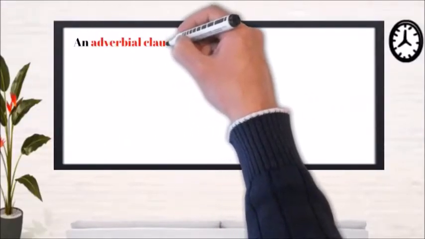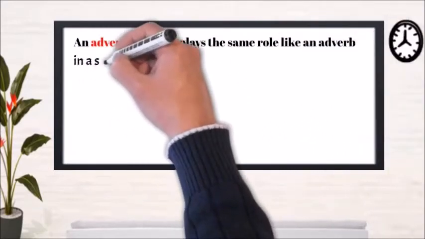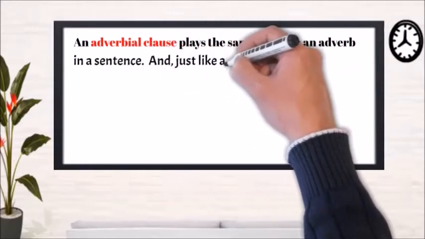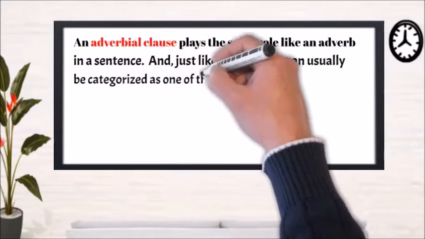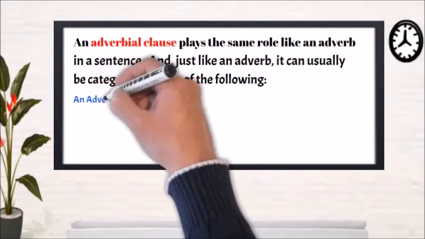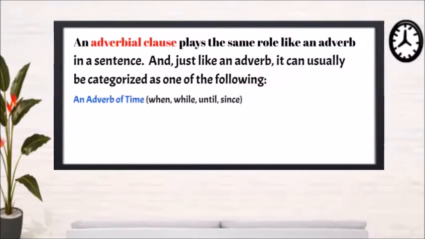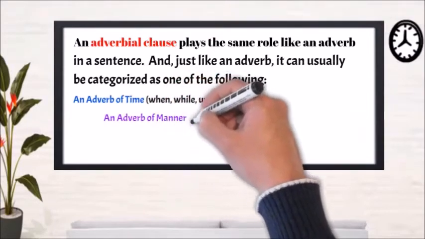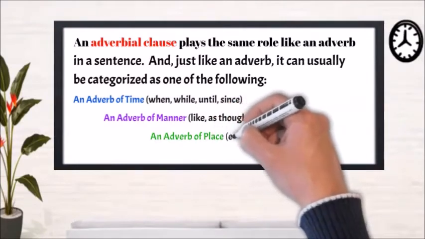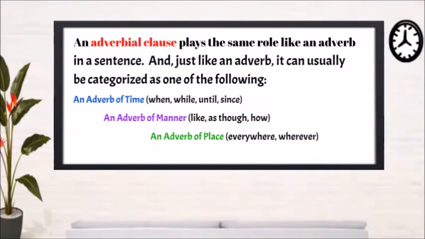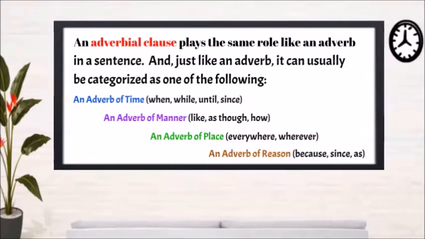An adverbial clause plays the same role as an adverb in a sentence. And just like an adverb, it can usually be categorized as one of the following. Adverb of time: when, while, until, since. Adverb of manner: like, as though, how. Adverb of place: everywhere, wherever. Adverb of reason: because, since, as.